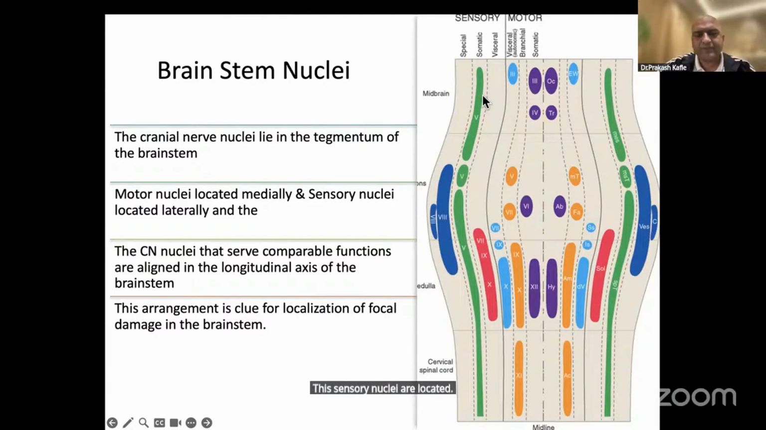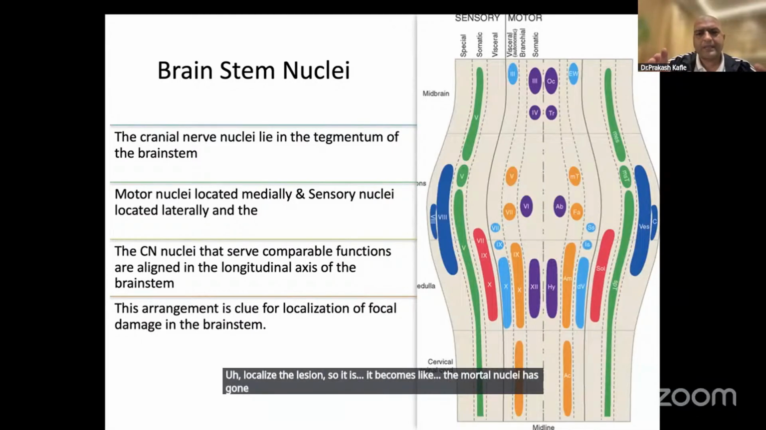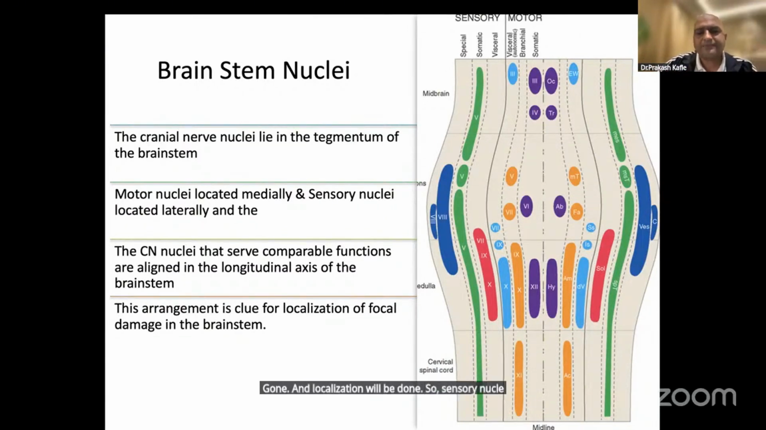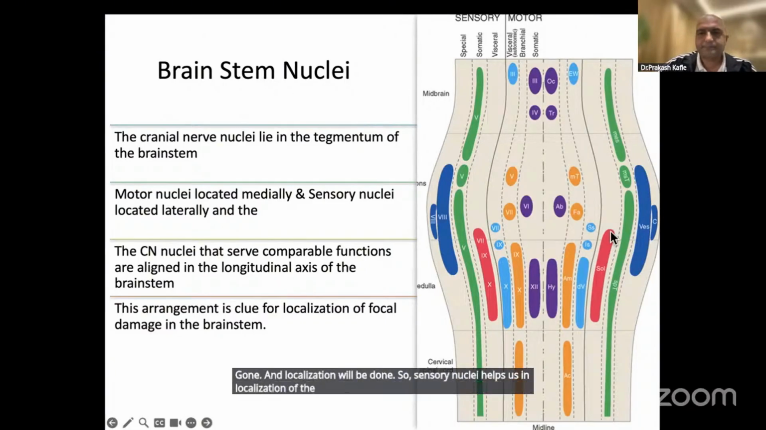This topographical location helps us to localize the lesion. So if the motor nuclei are gone, then our localization will be this much. If the sensory nuclei are gone, then our localization will be different. So the sensory nuclei help us in localization of the lesion.